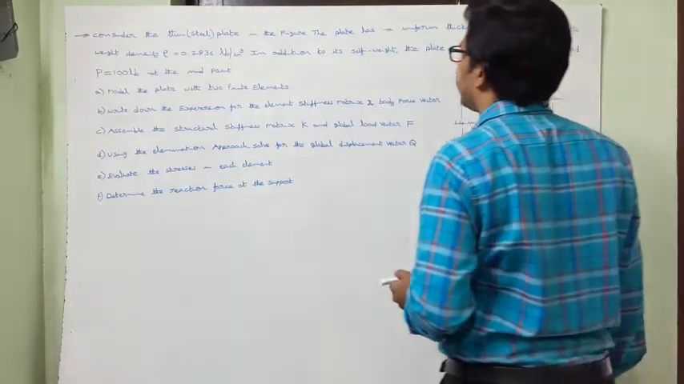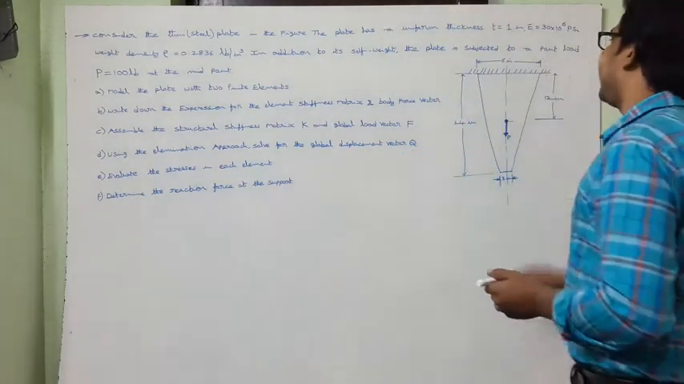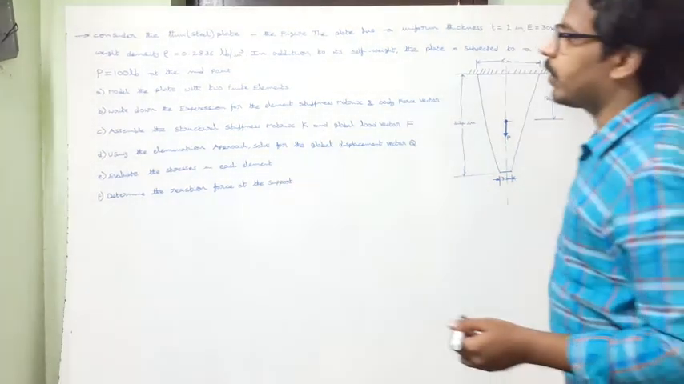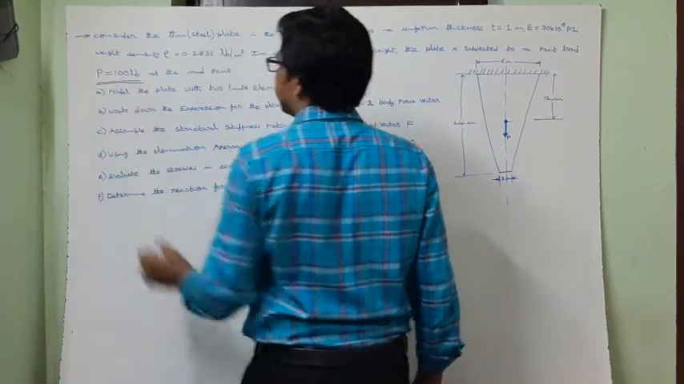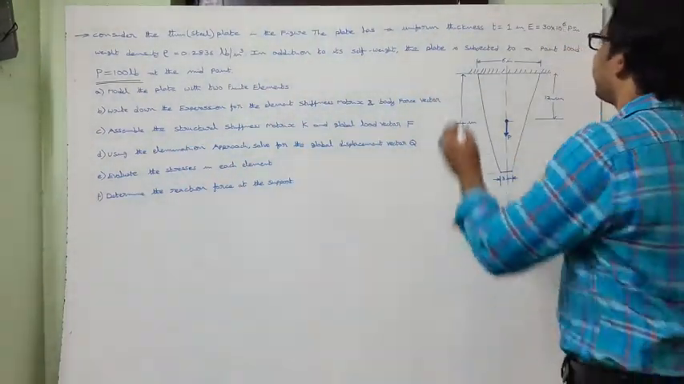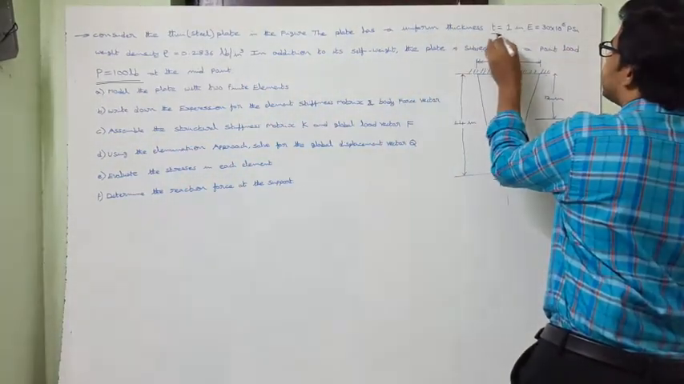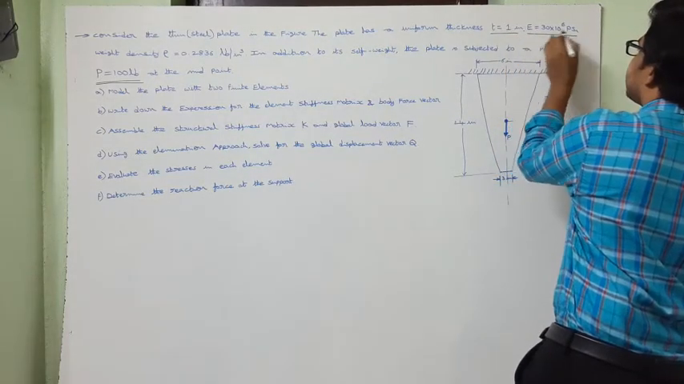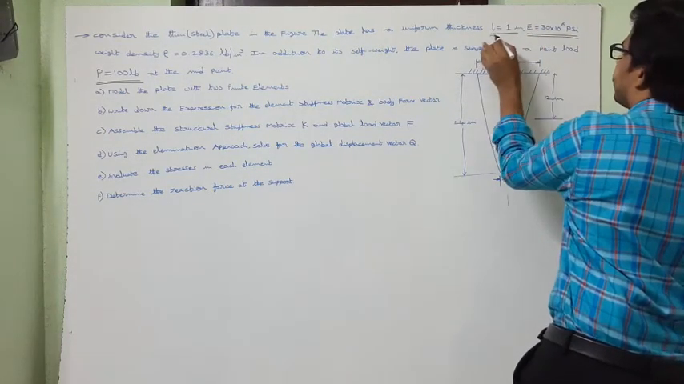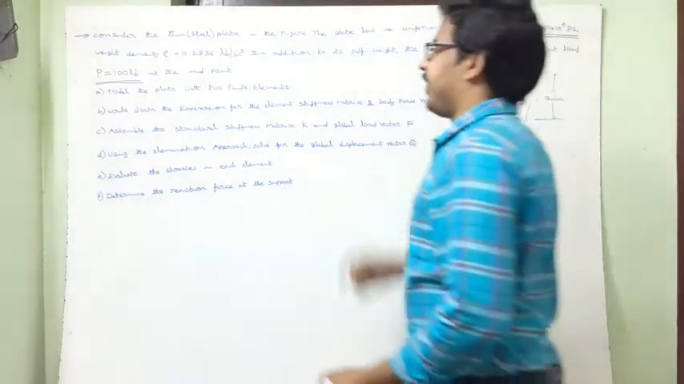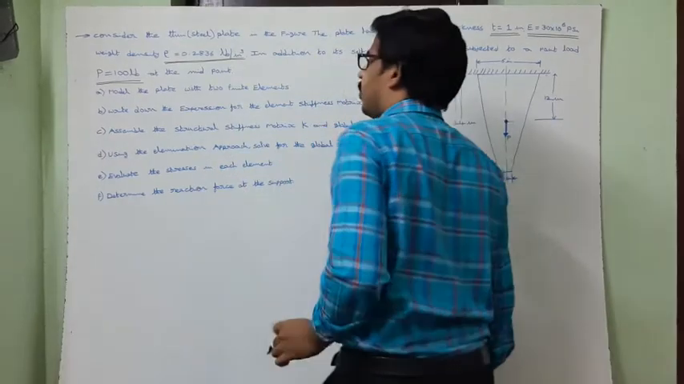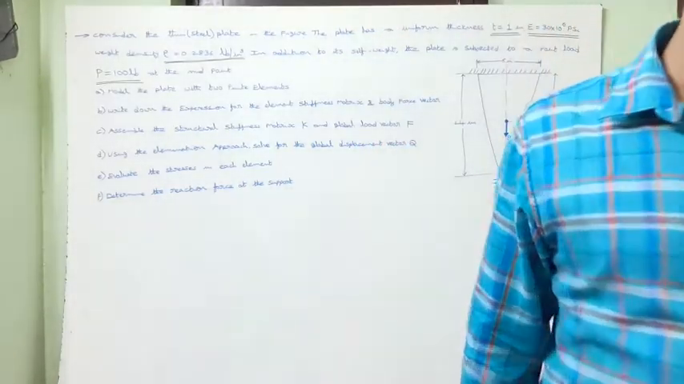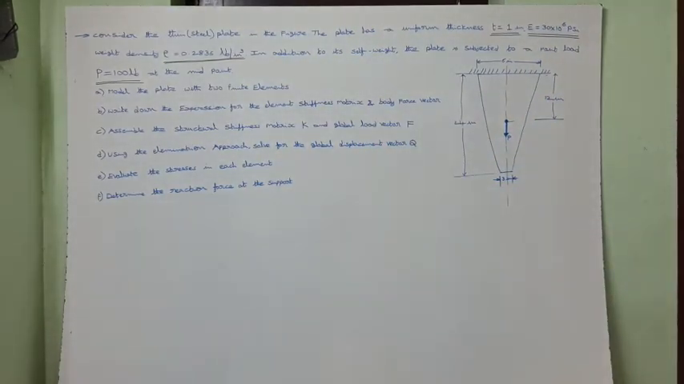In addition to its self weight, the plate is subject to a point load P equal to 100 lb. So here in this problem, thickness of the steel plate is 1 inch and E value is 30 into 10 power 6 pounds per inch square, and weight density is 0.2836 lb per inch cube.